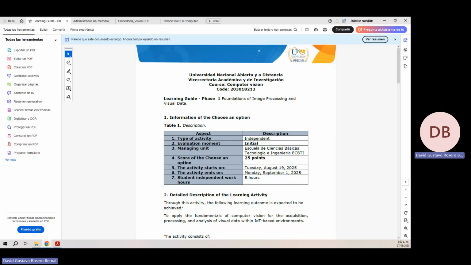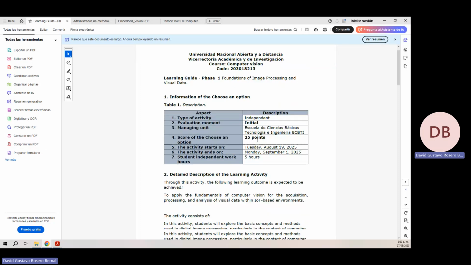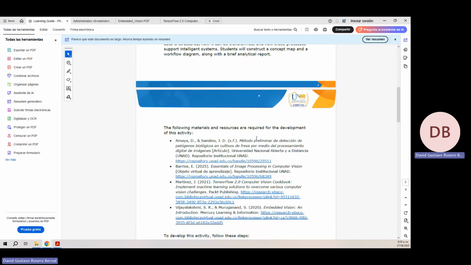Our main objective in this phase is not only to study the theory, but also to connect research, practice, and real-world application. To guide your learning, we will rely on four key references by book section.